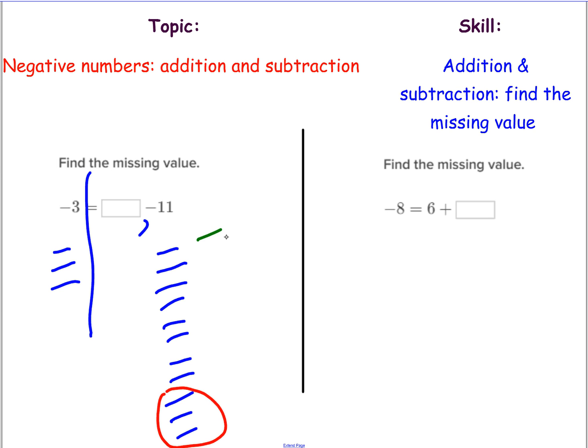I need to add a positive to make a 0 pair there, and a 0 pair there, and so on for each one. So what did I add to make all these 0 pairs leave me with -3? I added 1, 2, 3, 4, 5, 6, 7, 8 positives, right? So the answer here is 8. And to prove to you that it does work, in purple, 8 minus 11, I have 8 positives and 11 negatives, leaves me with 3 negatives.